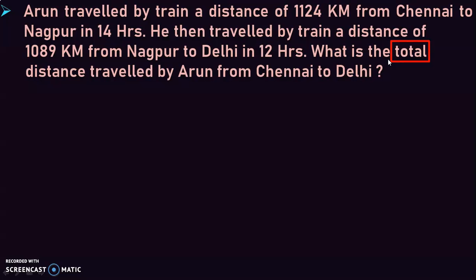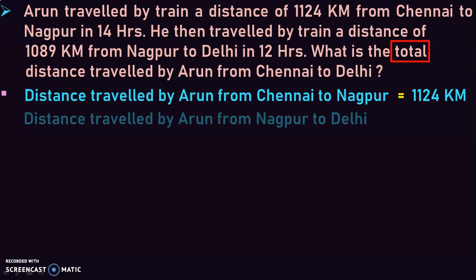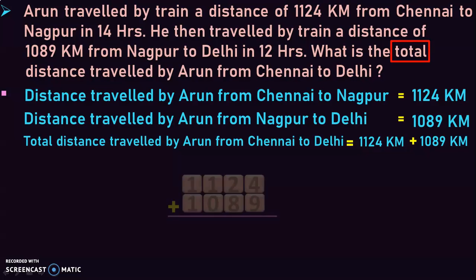In this case, as we have to find out only the distance, we need not bother about the time information. Next step, write down the statements. Distance travelled by Arun from Chennai to Nagpur. So just concentrate on the distance information alone, which is 1124 kilometers. Distance travelled by Arun from Nagpur to Delhi, which is 1089 kilometers. We have to find out the total distance travelled by Arun from Chennai to Delhi, which is nothing but the sum of 1124 kilometers plus 1089 kilometers.